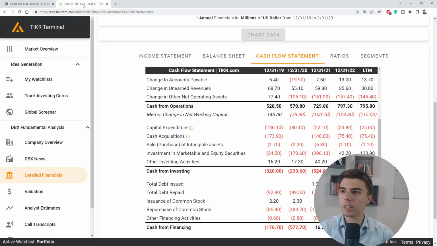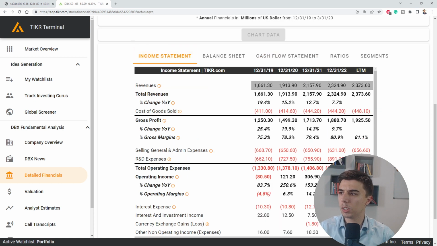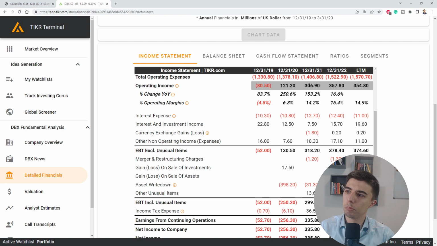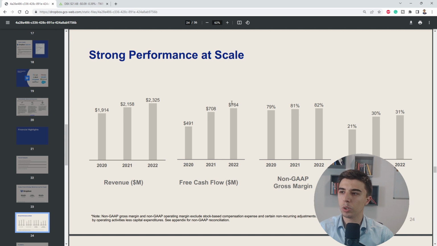Now let's take a look at their financials. And I want to start with the income statement. Revenue is growing. If we take a look at the operating income, about 300 million. So wait a second, they have 300 million in operating income. That's before taxes and all the other stuff. And they are bringing free cash flow of 700 million. So this is already a bit off.